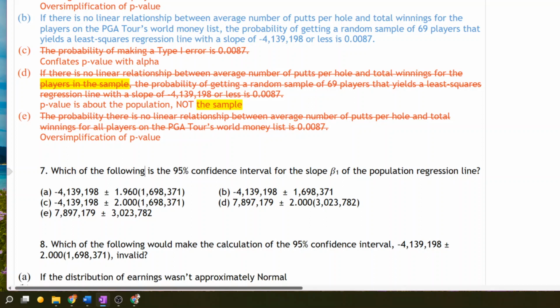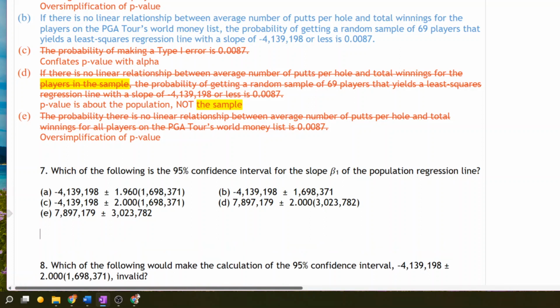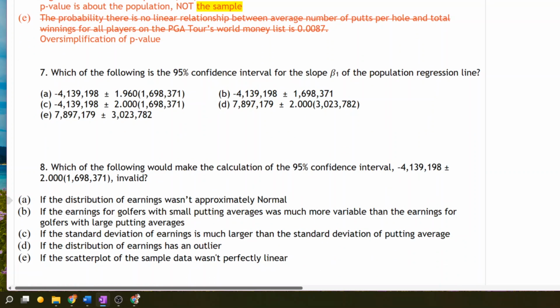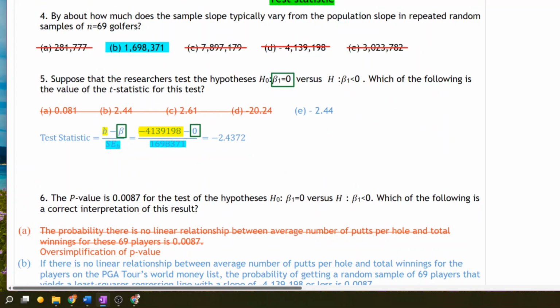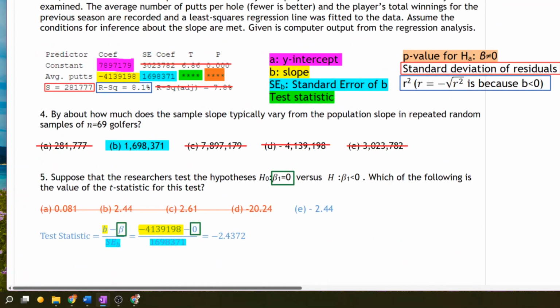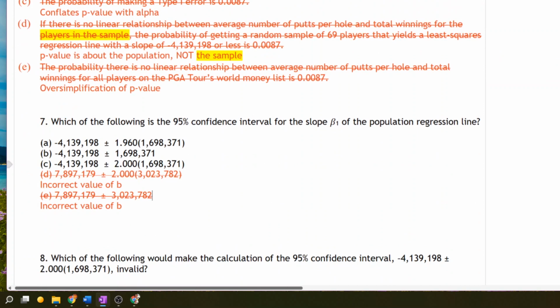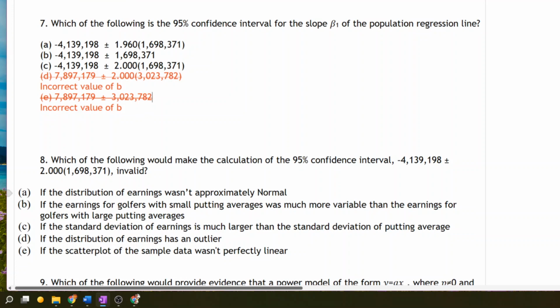Let's move on to question 7, which is the following: a 95% confidence interval for the slope, beta 1, of the population regression line. Well, the first thing we can rule out are probably letters D and E. Both of these options have the incorrect value of b. If we take a look here, the value of b is negative 4,139,000, not positive 7 million. So those are not correct just based on the value of b.